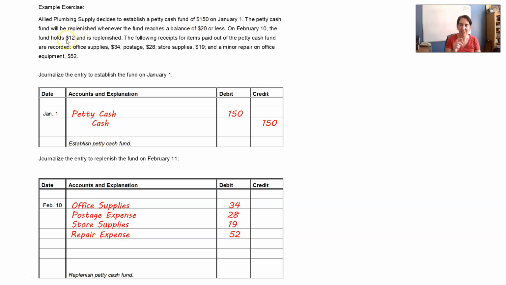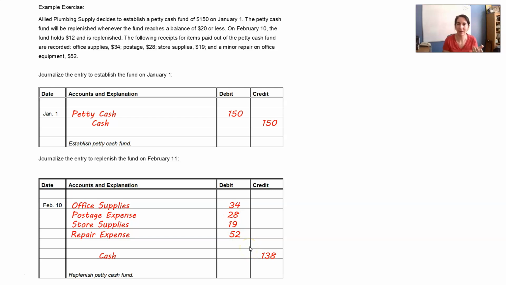So the amount of cash I have to put back in there, if I have $12 in actual cash, don't worry about the receipts right now. If I have $12 in actual cash, I need it to be $150. I need to put $138 back in that box. So I need to credit my cash for $138. However, I only have receipts for $133, so I don't balance.